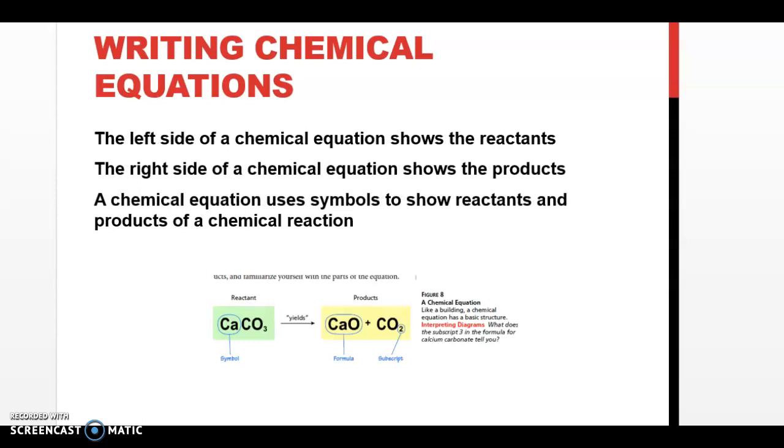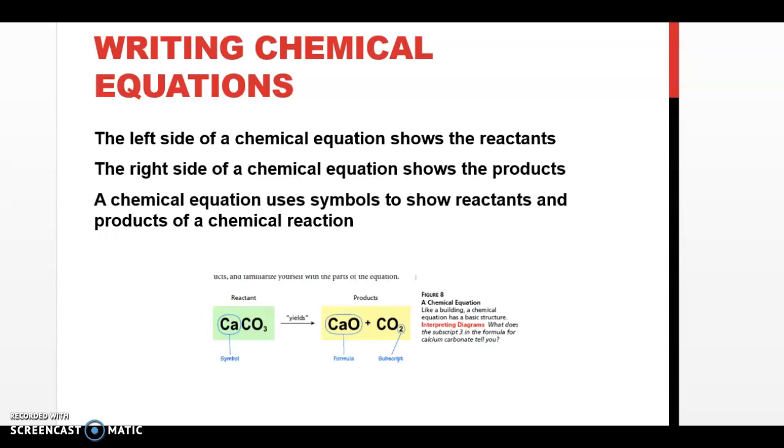Okay, so on a chemical equation, the left side is what we call the reactant side, and the right side is the product side. The left side will show your reactants. What goes into the chemical reaction? What are the things that are reacting with each other to produce something? Which means the thing on the right side is the product.